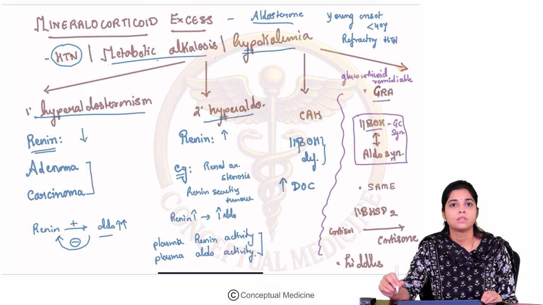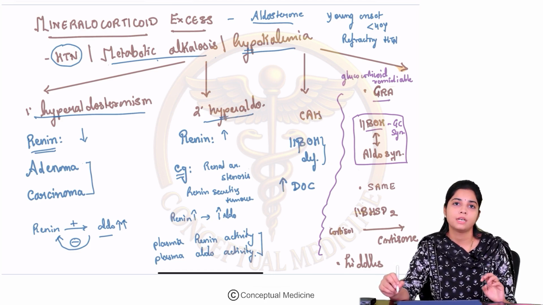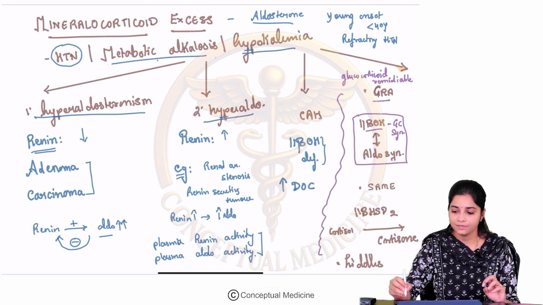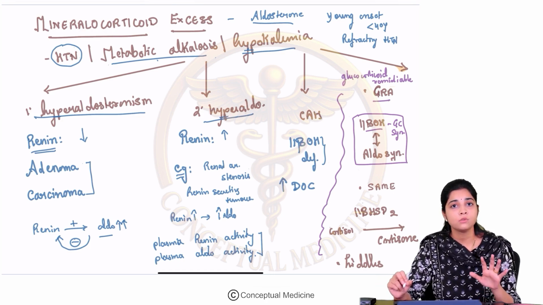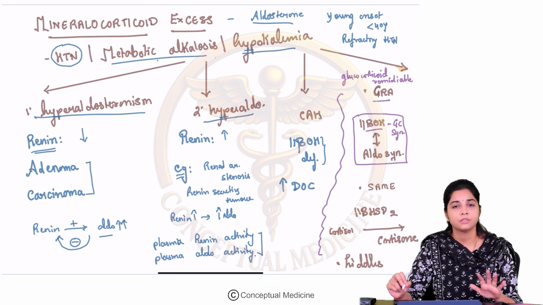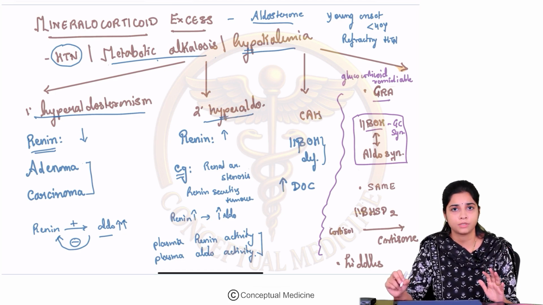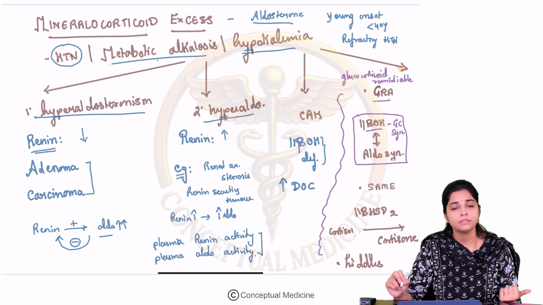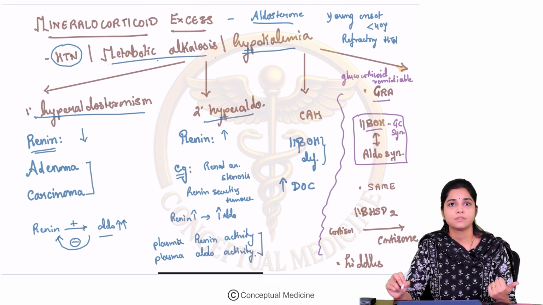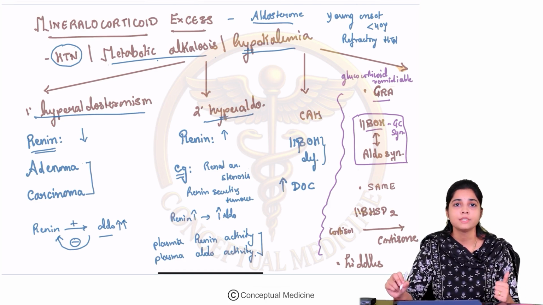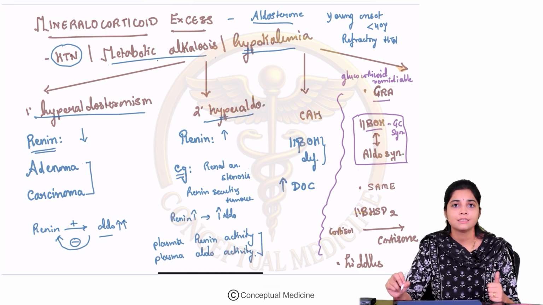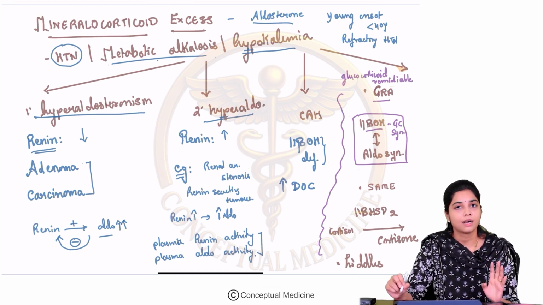That is why this is called glucocorticoid remediable aldosteronism. Okay, so that is your GRA. In this, there is no primary problem with your renin production, there is no primary problem with your aldosterone production. We intended to stimulate the glucocorticoid pathway, but because of the genetic mutation, there is stimulation of this aldosterone synthetase. That is the reason why this is called GRA.